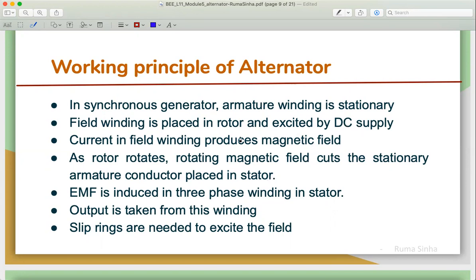Now, how do we connect this DC supply to the field? Because the rotor is rotating, to connect the DC supply, we need to use something called a slip ring, so that the terminal which is connected from the DC supply remains stationary, whereas these stationary terminals supply positive and negative voltage to the two terminals of the field winding which is rotating. So it basically transfers polarity from a stationary terminal to a rotating terminal. That is called a slip ring. So this is the basic working principle of an alternator.